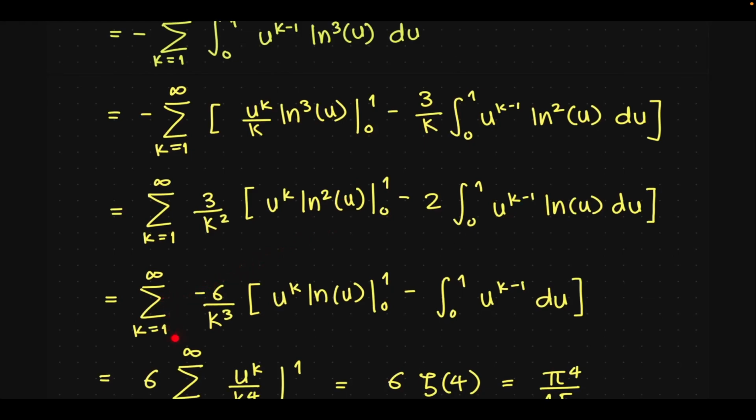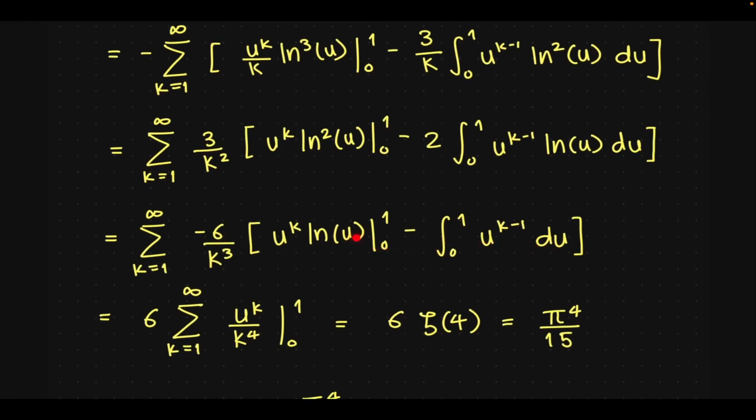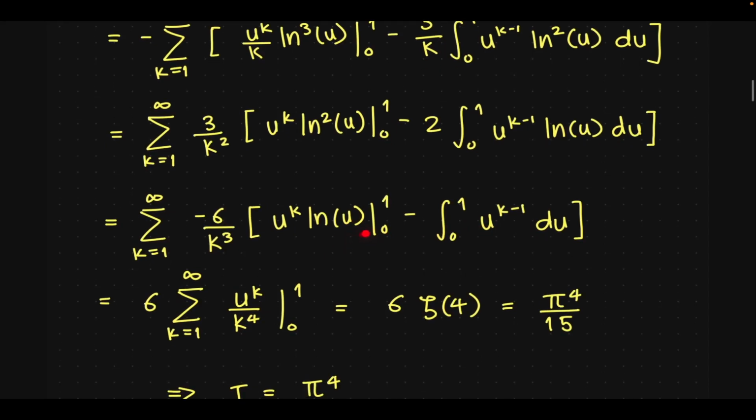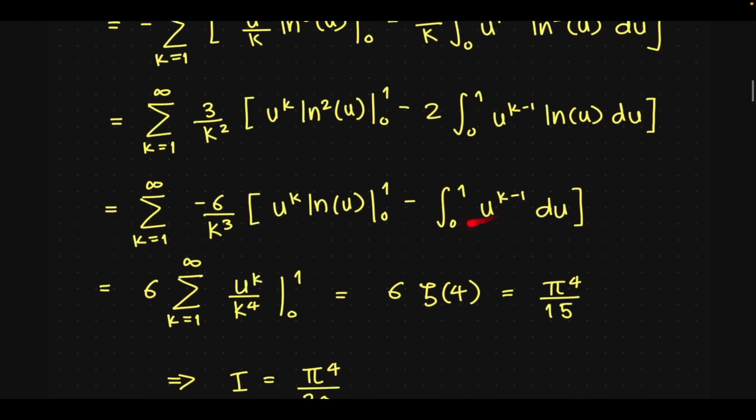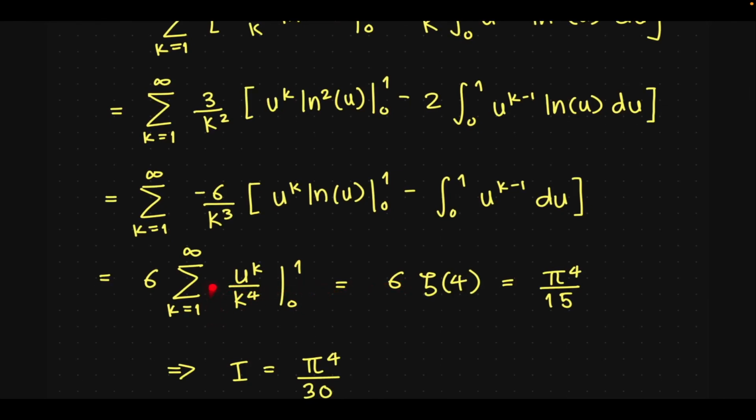So we just have the sum from k equals 1 to infinity, minus 6 over k cubed times u to the k ln u from 0 to 1, minus the integral from 0 to 1 of u to the k minus 1 du. And the first term, outside the integral, again vanishes. And we just integrate this, which is probably the simplest integral you can do. So we get 6 times the sum from k equals 1 to infinity of u to the k over k to the fourth, evaluated from 0 to 1, which is just the sum from k equals 1 to infinity of 1 over k to the fourth, which is Riemann zeta of 4 times 6.